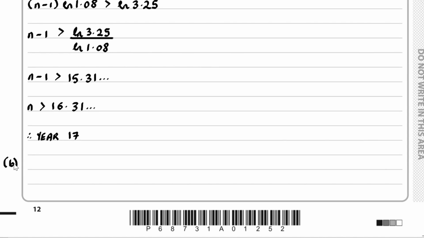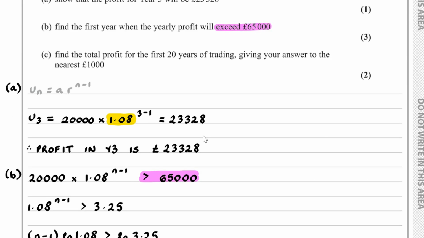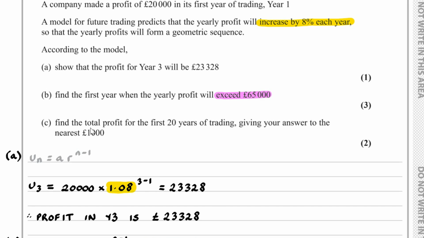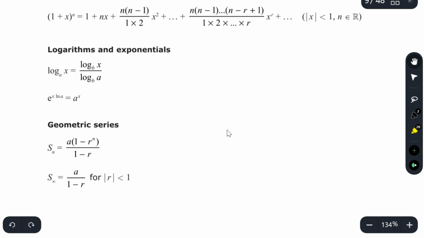And now for part C. We have to find the total profit for the first 20 years of trading, giving an answer to the nearest £1,000. If we take a look in the formula book, here is the result for the sum of a geometric series.